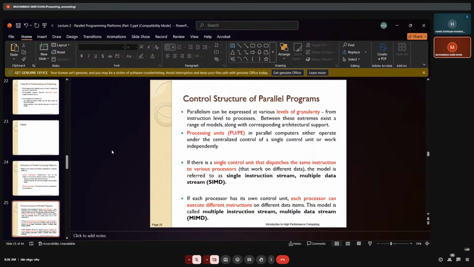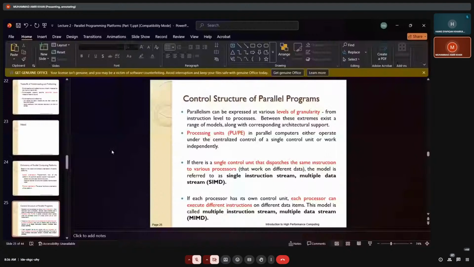We have the processing unit, or PE, processing element. In parallel computing, these either operate under the centralized control of a single control unit or work independently. The processor itself we call the processing unit. If there is a single control unit that dispatches the same instruction to various processors that work on different data, the model is referred to as single instruction stream, multiple data stream, SIMD.